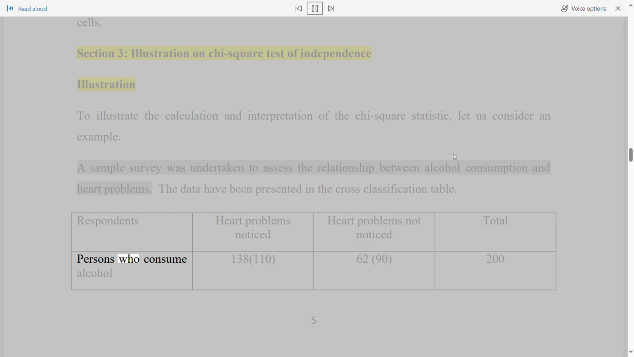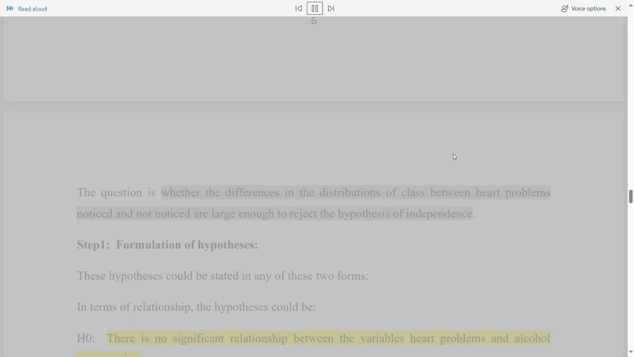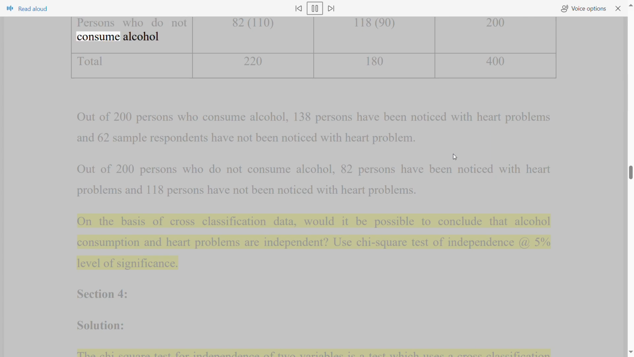Persons who consume alcohol: 138, 62, 200. Persons who do not consume alcohol: 82, 118, 200. Total: 220, 180, 400.